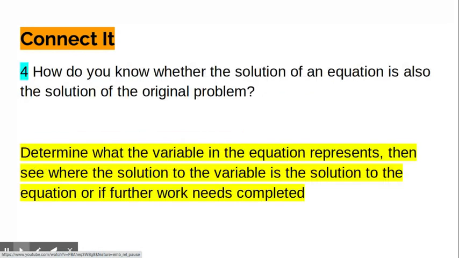Then for question 4, it's asking how do you know whether the solution of an equation is also the solution to the original problem. So what you need to do is determine what the variable in the equation represents, and then from there see whether the solution to the variable is the solution to the problem or if it needs further work to be completed. So we figured out what x was, and then from there we figured out that we needed to use that x to further find our solution.